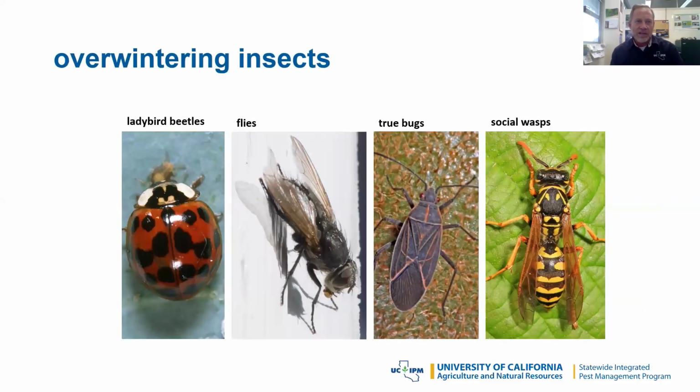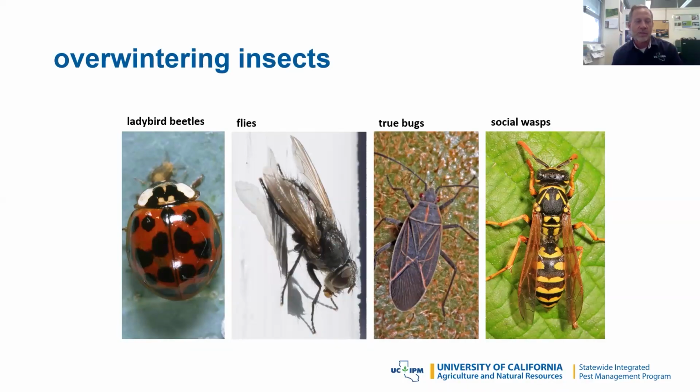So lots of insects overwinter as adults. The adult stage is able to rest and really lie dormant for a while during the winter, waiting for the warmer temperatures of spring. And a lot of the mating occurs in spring, egg laying occurs in spring. So these adult insects are looking for a place to ride out the winter.